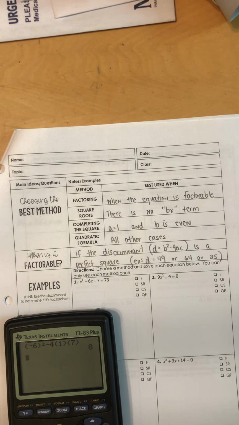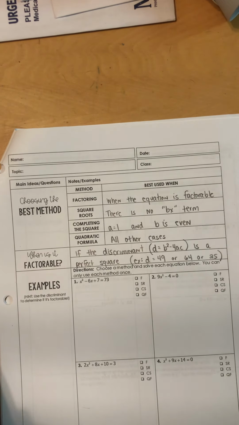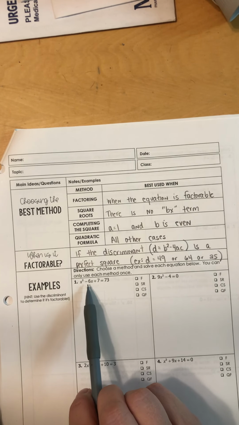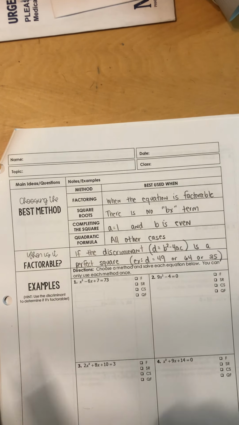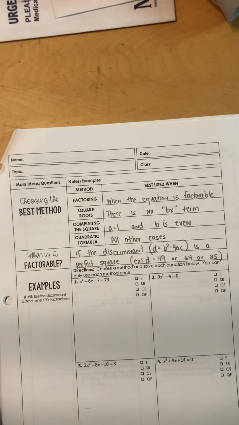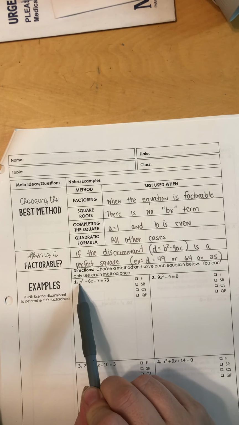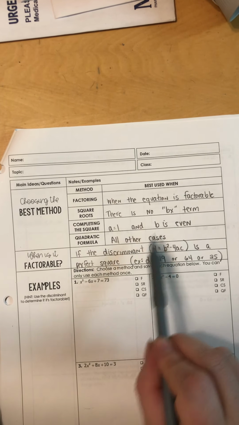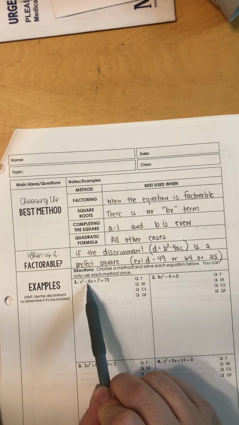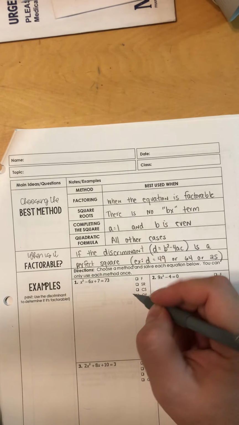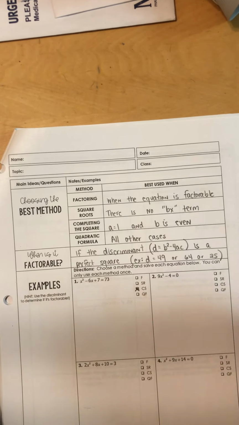Next, when there is no bx term. Well, we have a bx term: negative 6x. That's my b, and there's an x, so I'm not going to use square roots. Completing the square: is my a 1? Yes, my a is 1. And is b even? Negative 6 is my b, and that is even. So completing the square is going to be the best way to do this.